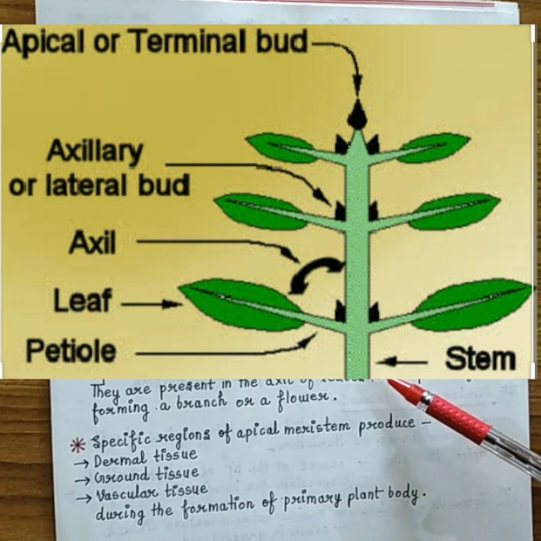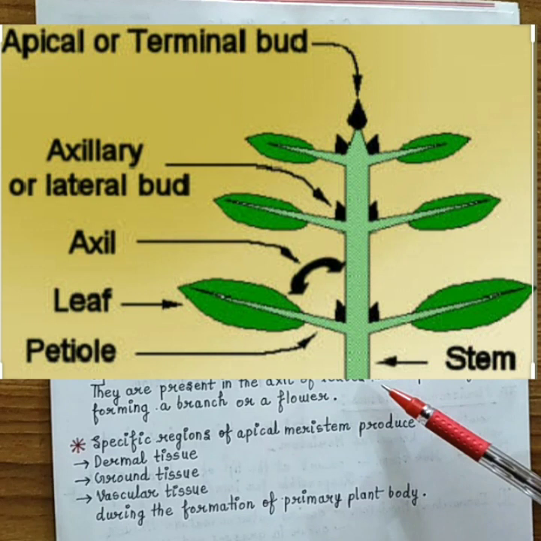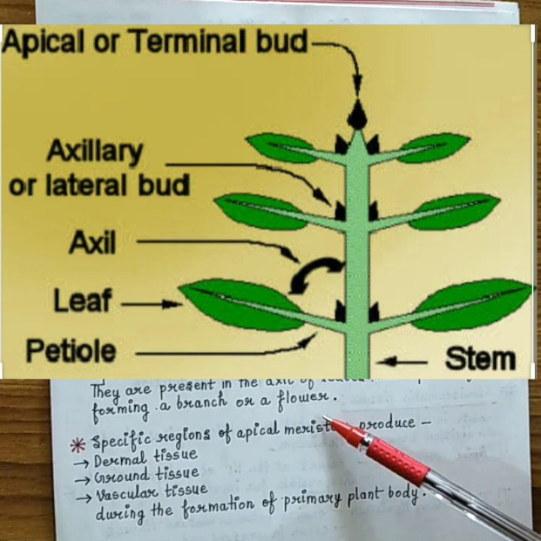And these axillary buds, we've already studied in the previous chapter that they are present in the axil of leaf. I hope you know what is the axil of leaf. And wo axil of leaf mein present hote hain, they are capable of forming a branch or a flower later. Yehi axillary bud later ya to branch form karti hai ya flower form karti hai. So this was something very important.